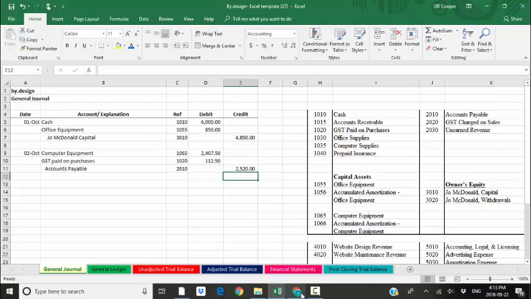Now, when it's your invoice and you're charging the customer GST, then that becomes a liability account, GST charged on sales, and it will show up, of course, as all liability accounts do, with a credit balance.